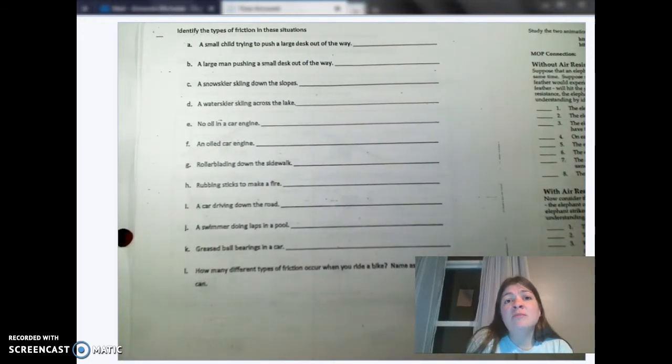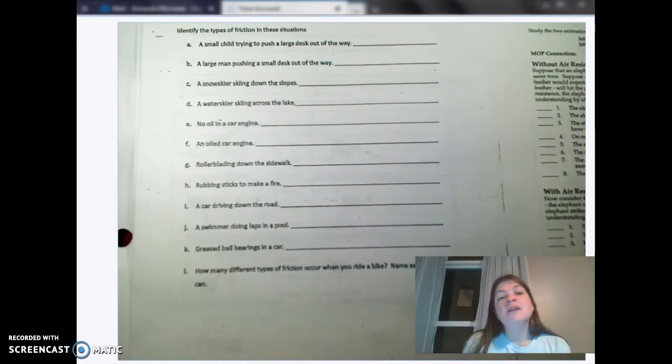Okay, so let's look at the first one. A, a small child trying to push a large desk out of the way. That would be static friction because static friction is when you don't have any sort of movement at all. So a small child would not be able to move a large desk. So static friction. B, a large man pushing a small desk out of the way. Since we're pushing, that is going to be sliding friction.